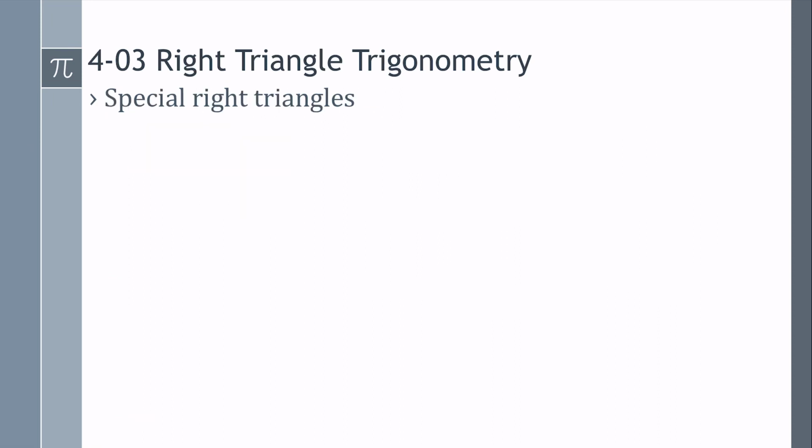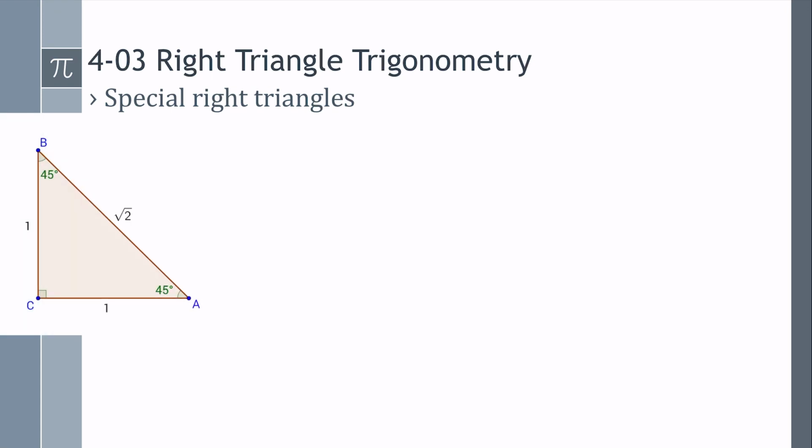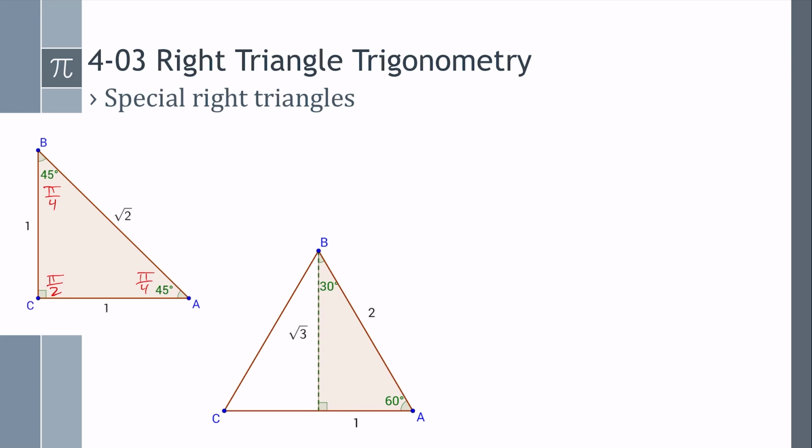There are some special right triangles that can be useful for finding sine, cosine, and tangent of the special angles. The first one's a 45, 45, 90, or pi over 4, pi over 4, pi over 2 in radians. And notice the sides are 1 and 1, it's isosceles, square root of 2. The other one is a 30, 60, 90, or pi over 6, pi over 3, pi over 2. And its sides go 1, 2, square root of 3, where 2 is the hypotenuse.